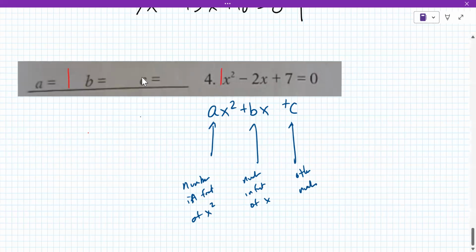It is not 2. There is a 2, but what about this symbol right here? What does that mean? Oh, it's the -2. Okay. How about for C? 7.